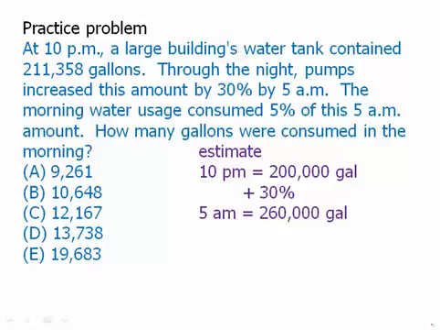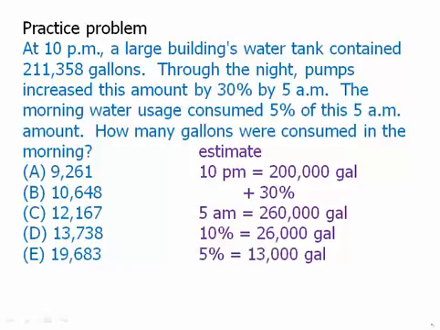Now, in the morning water usage, 5% of that new amount is consumed. Well, 10% of 260,000, again, knock off a zero, it would be 26,000. And then just divide that by 2. 26,000 divided by 2 is 13,000. And so 13,000, remember we rounded down, so it should be something just bigger than 13,000. And of course, this would be answer choice D.